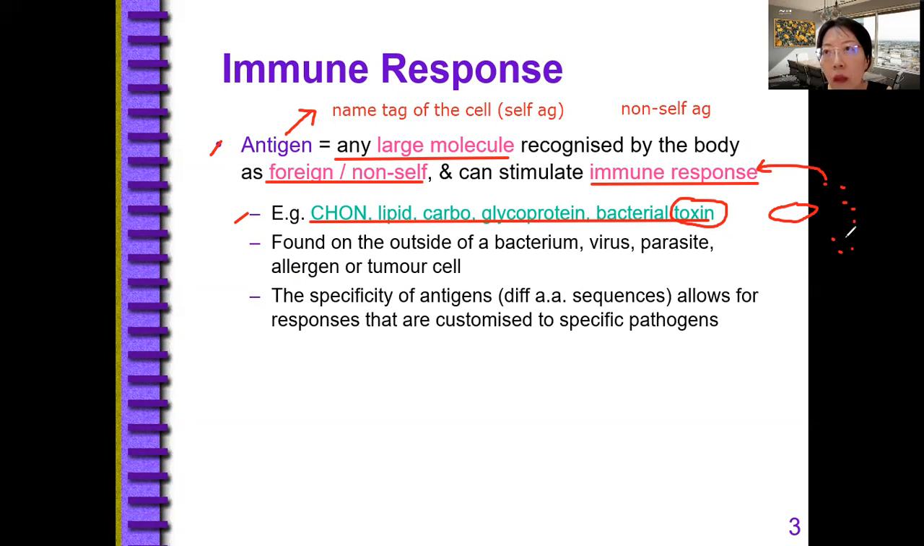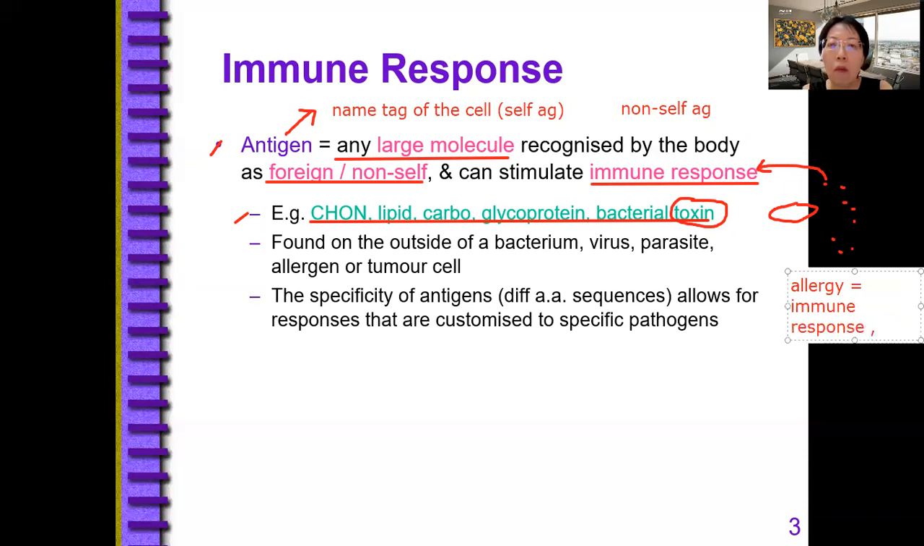Okay. Another example is pollen grains, right? Coming into our body. Some people will be sensitive to it, and it will become allergy. So for your information, allergy is a type of immune response. Allergy is actually a type of immune response whereby our body launches the immune response against a harmless foreign molecule or particle.